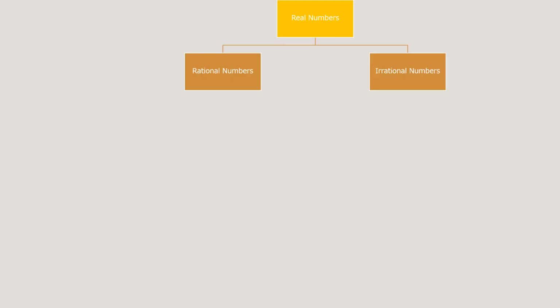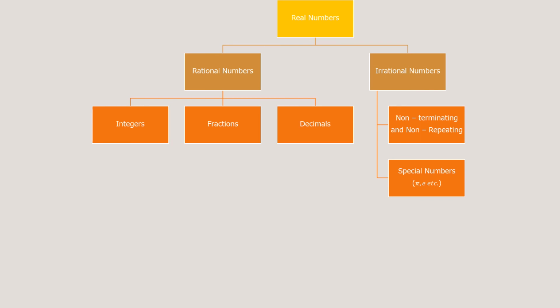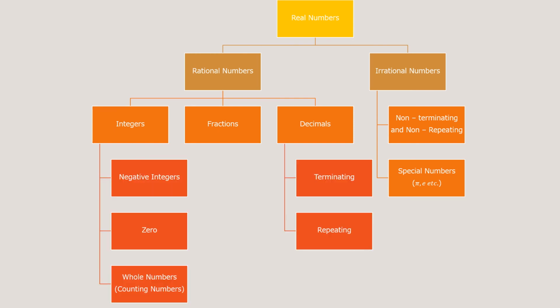Okay, in general, we could say that real numbers are now the union of rational and irrational numbers. Now, rational numbers could be integers, fractions, and decimals, while irrational numbers are non-terminating and non-repeating decimals, or these special numbers. Now, when we talk about integers, those are negative integers, zero, and whole numbers, also known as counting numbers. And then terminating and repeating decimals could be classified as rational numbers because you can convert that to a fraction. Okay?